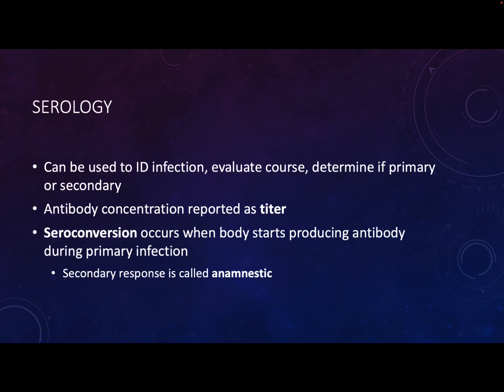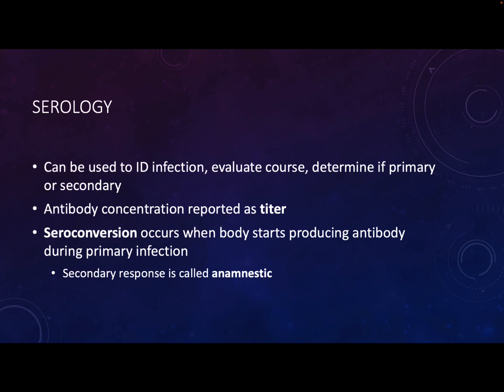If a patient has just gangbusters amounts of antibodies, it's probably a secondary infection. It's not the first time they've seen it. So they know how to respond, right? If you get infected with the same thing over and over again, your body responds better every time. It responds faster and it responds stronger.